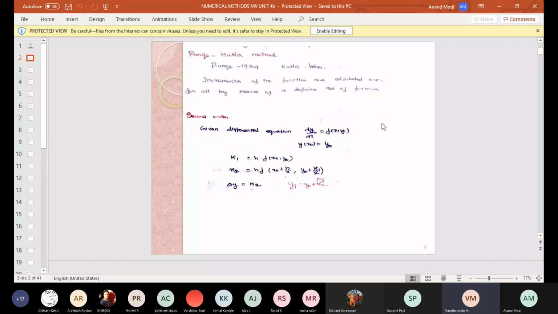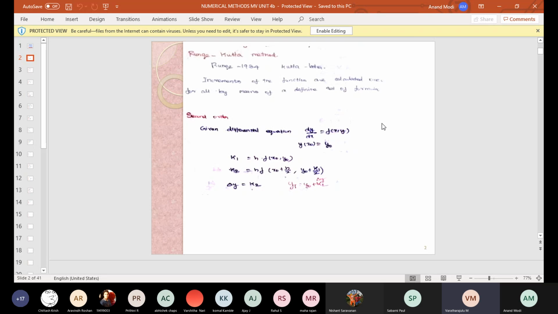what we are going to do with Runge-Kutta is, initially, we are going to assume the x and y values, and based on the initial assumption we are going to find the x1 and y1. Similarly, we are going to proceed till achieving the desired solution, and that was there in the Runge-Kutta method.